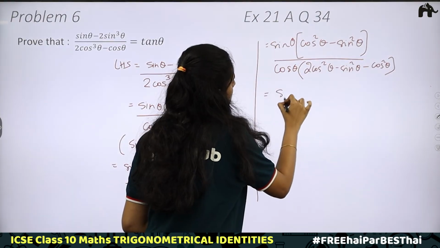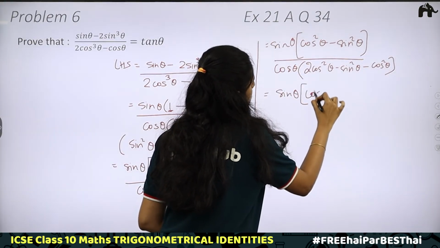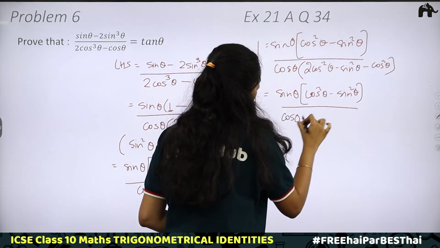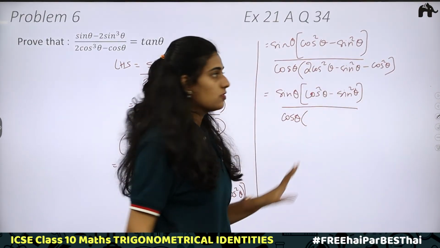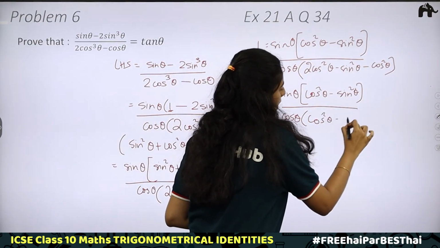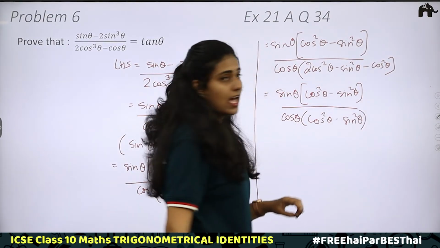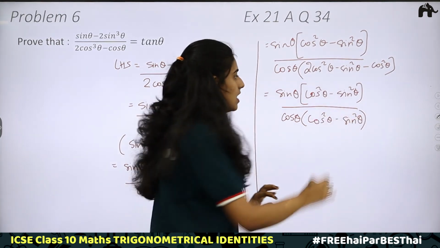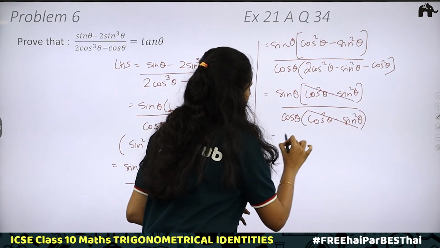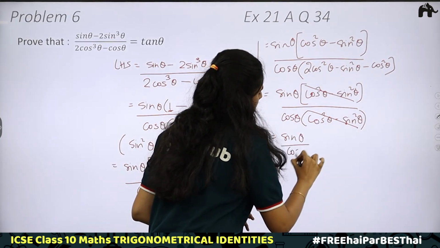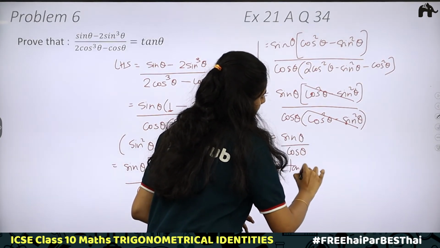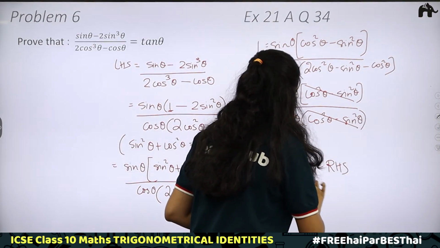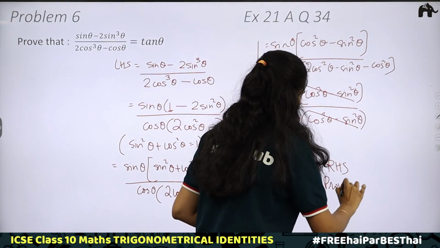That is equal to sin theta into cos square theta minus sin square theta divided by cos theta into 2 cos square theta minus cos square theta, which is cos square theta minus sin square theta. So, we have a term common in both numerator and denominator, which is cos square theta minus sin square theta. It can be cancelled. Then we have sin theta by cos theta. What is sin theta by cos theta? Sin theta by cos theta is equal to tan theta, which is the required right hand side. So, this is a proof. Hence proved.